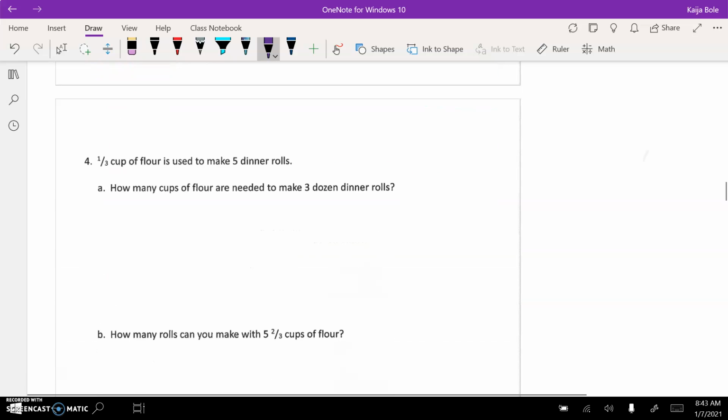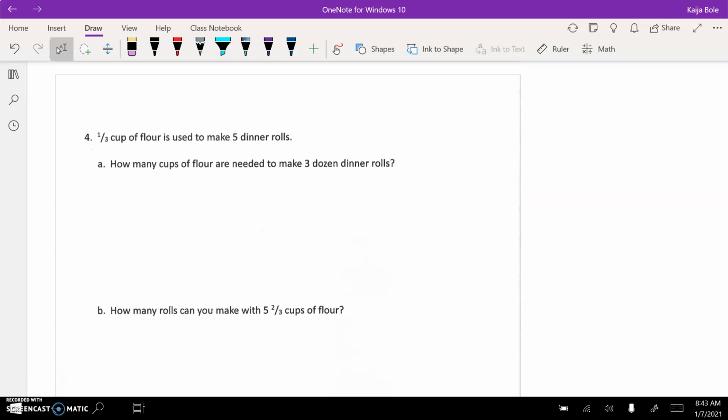On the last page, a third of a cup of flour is used to make 5 dinner rolls. How many cups of flour are needed to make 3 dozen dinner rolls? So for this one, I would think about input versus output. What do you put into the process and what do you get out of the process?